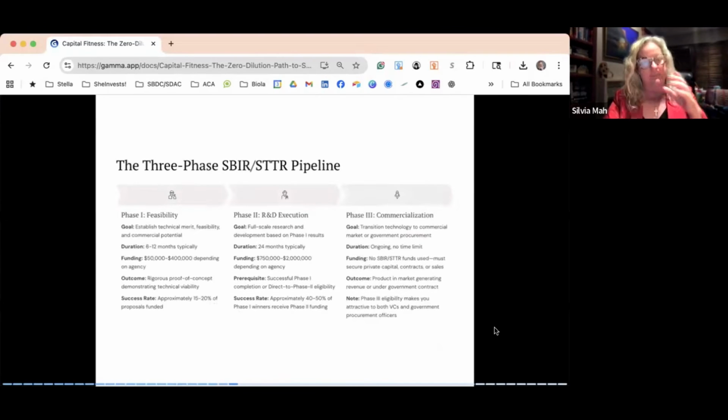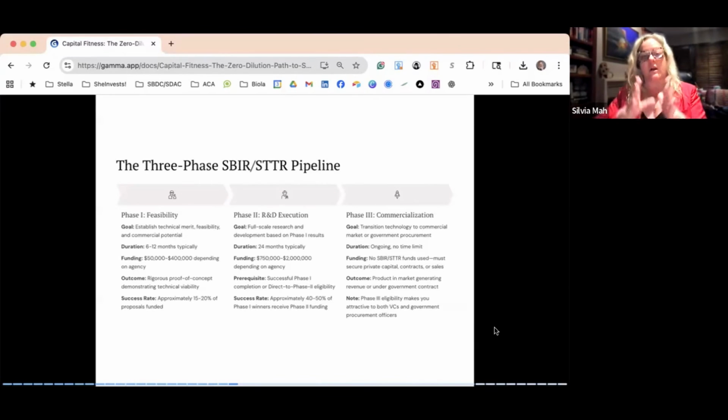And so it's typically a 3-phase pipeline. Phase 1 is feasibility. You want to establish technical merit and feasibility. It's typically 6 to 12 months, and you have about $50,000 to $400,000. That's usually proof of concept. If you see POC, that is proof of concept, demonstrating technical viability, right? And approximately 15% of proposals are funded.